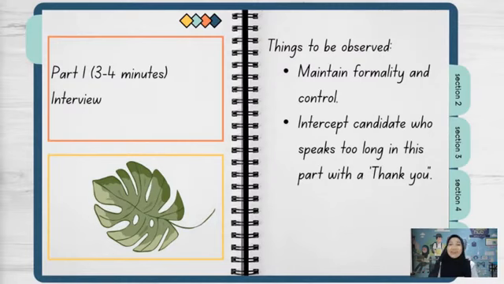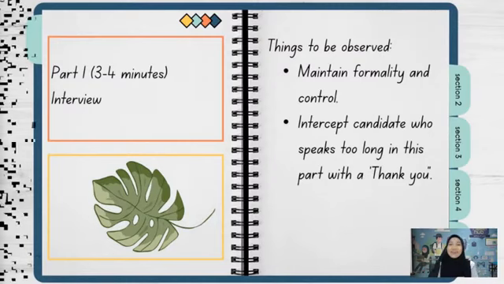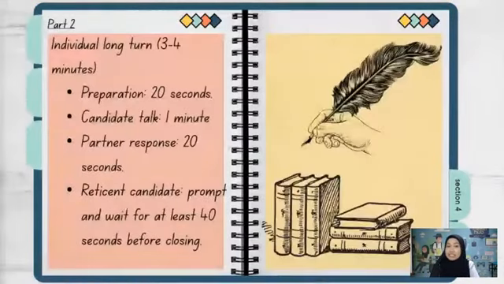Now what about part 2? Part 2 is the individual long turn, which takes about 3 to 4 minutes. Please bear in mind the interlocutor must allow them to prepare for 20 seconds before talking for 1 minute. After that, you will ask the partner to ask a question. The response will need about 20 seconds, so it's quite short.